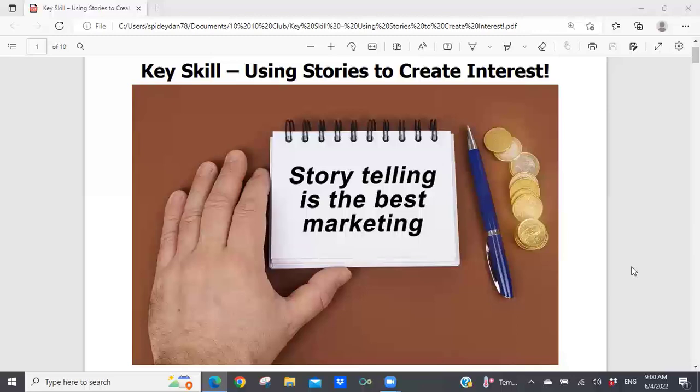Everyone should be able to see my screen, and you should see the headline, which is Key Skill, Using Stories to Create Interest. And you'll notice the picture says storytelling is the best marketing. One of the things I want to do today is give you an overview of how to use storytelling as a way to create connections with people that you're talking to. And we're going to actually use a specific example.